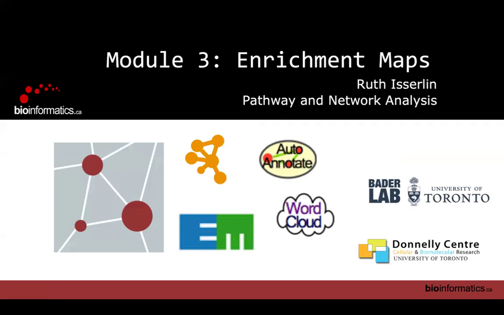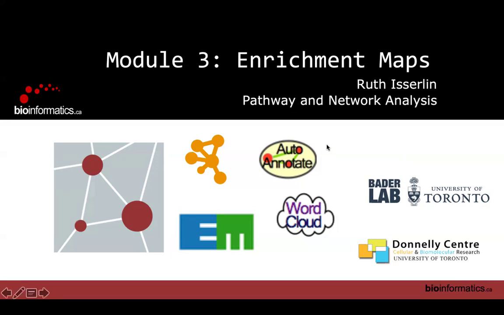Module 3, Enrichment Maps. So the next part of this talk, we've already discussed networks, we've already discussed Cytoscape, and previous to this, we've also discussed different techniques for running enrichment analysis. So how do we put all of those things together? How do we take our enrichment results and use Cytoscape and use networks to represent our enrichment results?